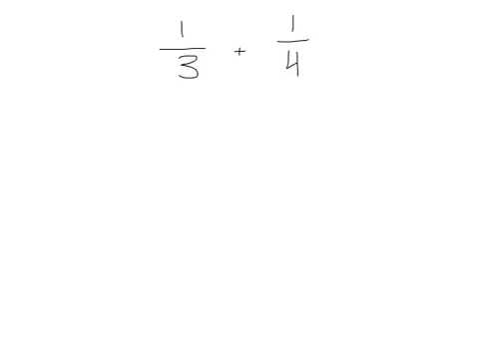Now, a third plus a quarter, this is the first time we've seen an example where the denominators are not the same. It is essential when adding and subtracting fractions that the denominators be the same. To make the denominators the same, we look for something called the lowest common multiple.